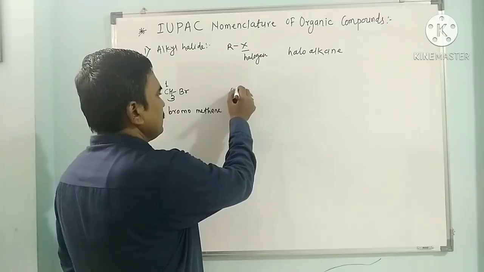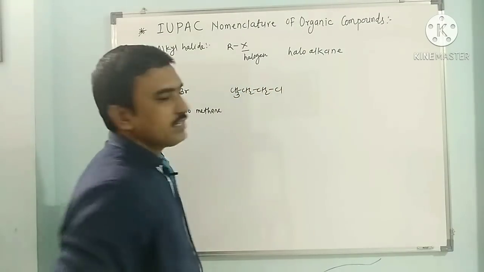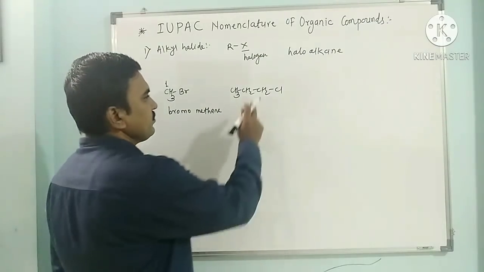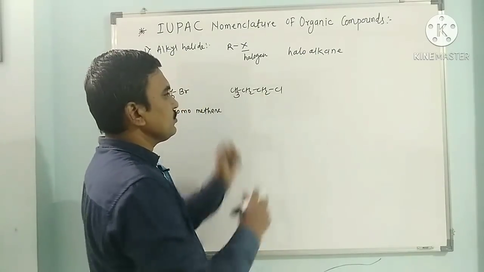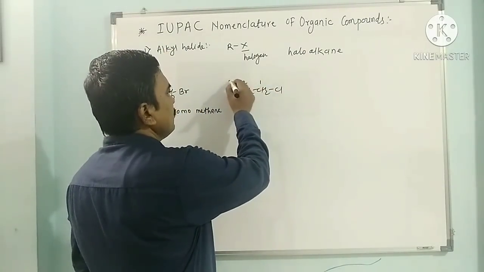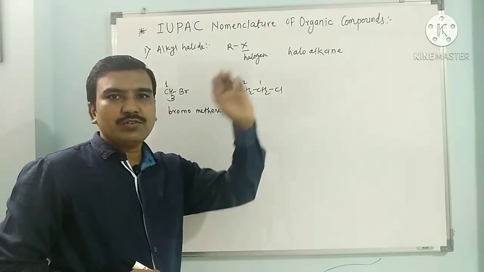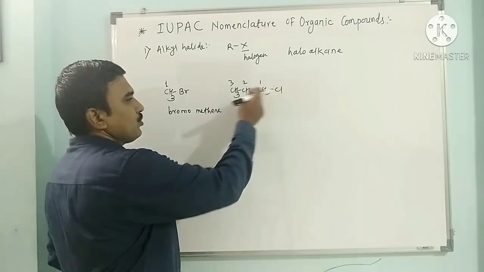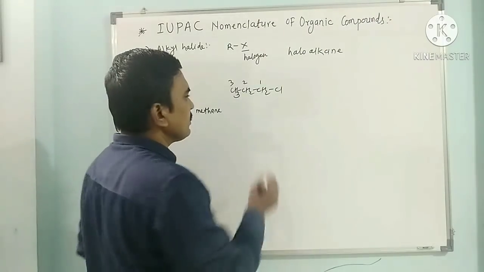If I have CH3CH2CH2Cl. Now how many carbons here? 3 carbons in a straight chain. 1, 2, 3. We have to start numbering from this side because chlorine attached to this carbon. So because of the 3 carbons, it belongs to parent alkane propane. So it is chloropropane, and it is attached to first carbon. So it can be called 1-chloropropane.